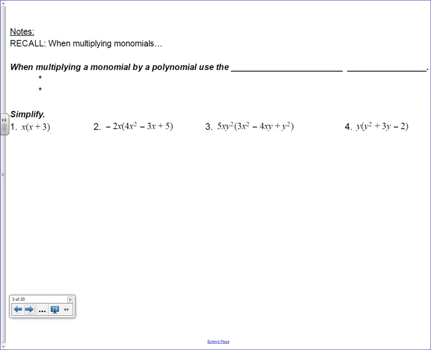Okay, so let's recall here. This is not something you need to write, but I need you to remember. Well, actually, you know what? Go ahead and write this in here. When we had two monomials, now I need you to remember that monomials mean one term. Okay, so I have one term over here being multiplied by another term over here. When we had that, what did we do?